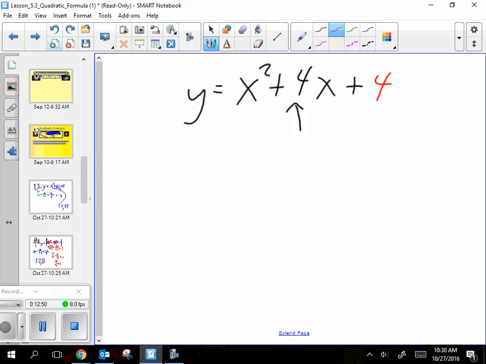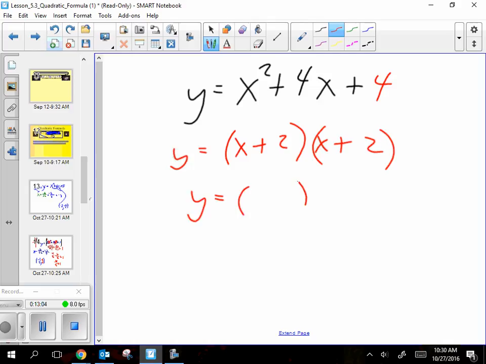Now, why is that perfect? Why could that be perfect? Because you see how it's perfect? They're identical. Why do I care? Because see how this works really nice? And now all of a sudden it's in vertex form. Boom, I know the vertex. The vertex is negative 2 comma 0. That's called completing the square.